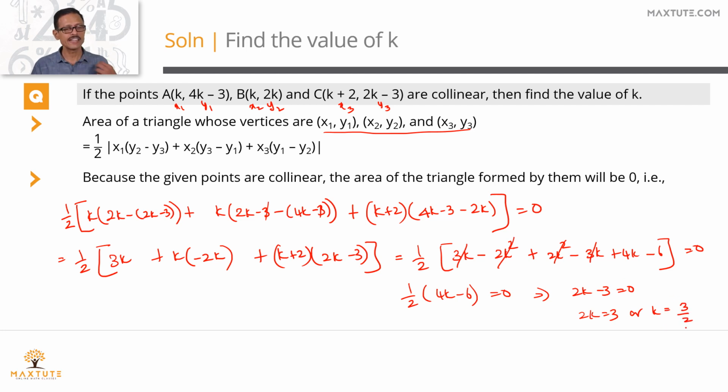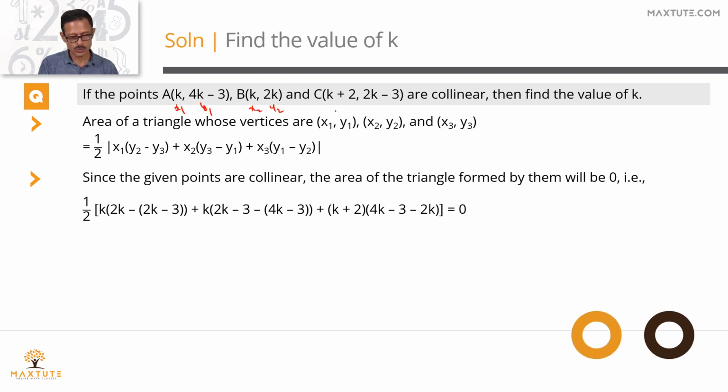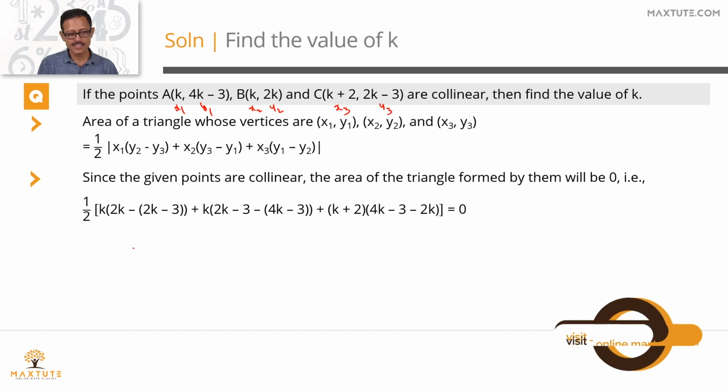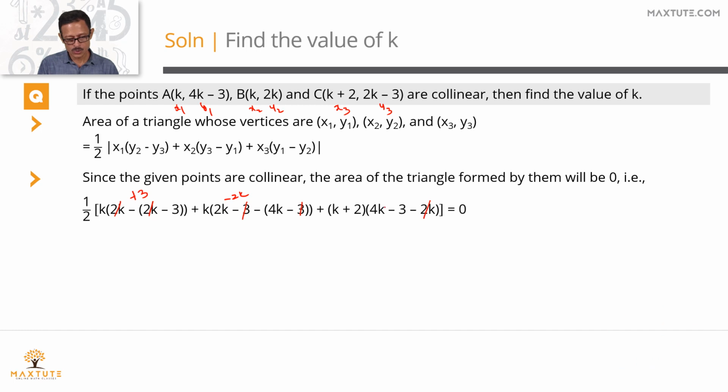Quickly run through this entire thing. If k is equal to 3 by 2, then these 3 points are collinear points. Plugging it into the area formula, x1, y1, x2, y2, x3, y3, right. We run through it carefully. The 2k gets cancelled with 2k and we'll be left with the plus 3. The minus 3 and minus of minus 3 will get cancelled. We'll be having a net term of minus 2k here. The 2k and 4k will get cancelled to leave us with 2k minus 3. That's what the next step is.